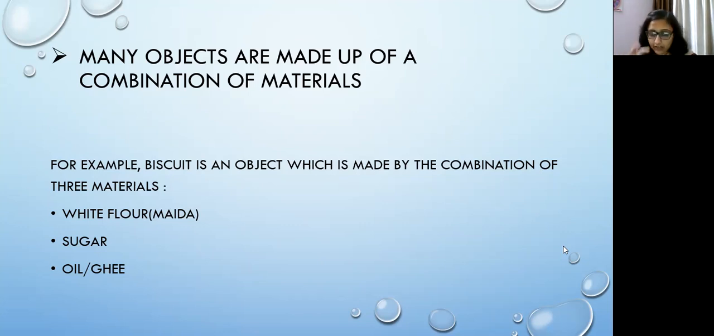Okay? So what are all these? Ink, plastic, metal, these all are materials required to make a ball pen. Okay, so these were a few examples of a combination of materials used to make a single object.